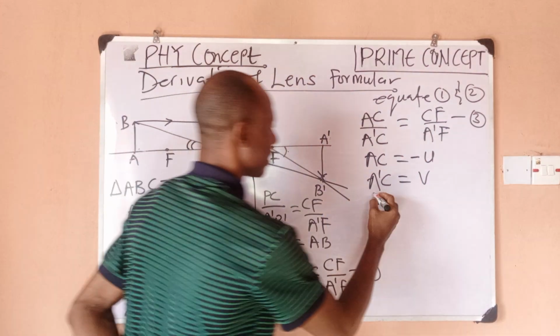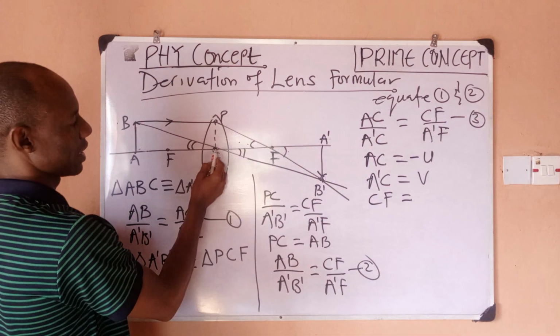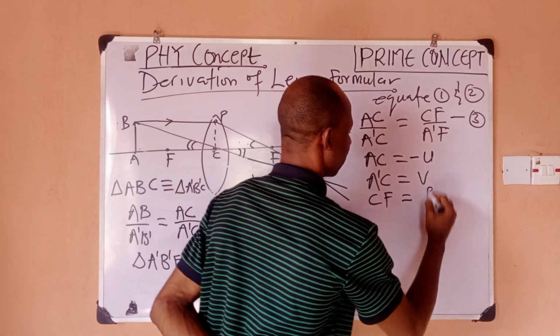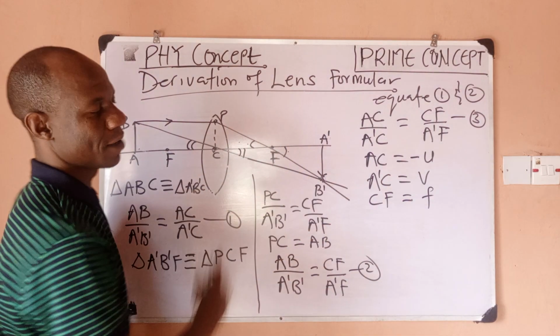Then what is our CF? CF, this is the center. C to F is our focal length. So CF is our focal length, which is also on the positive side. That is why F is positive, right?